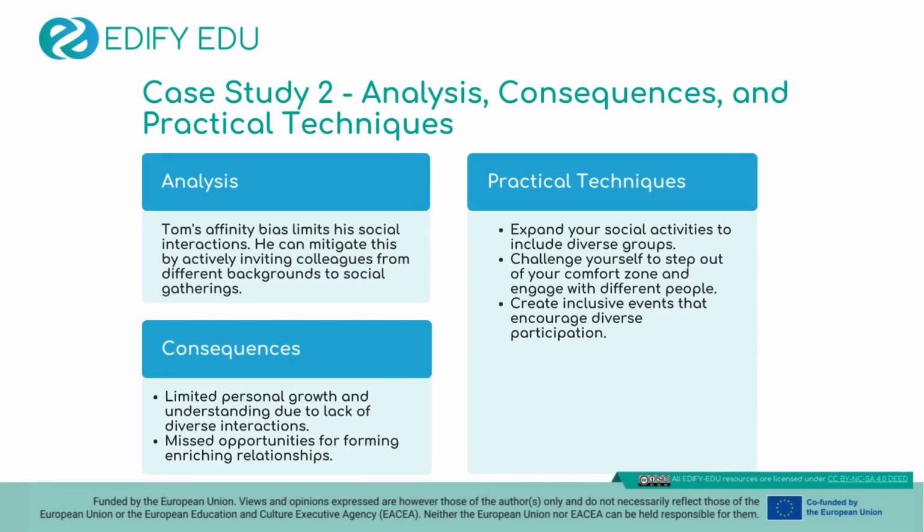Now let's analyze this case study and explore the consequences of Tom's unconscious bias, as well as strategies he can use to address it. Tom's affinity bias limits his social interactions. To mitigate this, he can actively invite colleagues from different backgrounds to social gatherings, fostering a more inclusive environment. The consequences of his bias include limited personal growth and understanding due to a lack of diverse interactions and missed opportunities for forming enriching relationships.